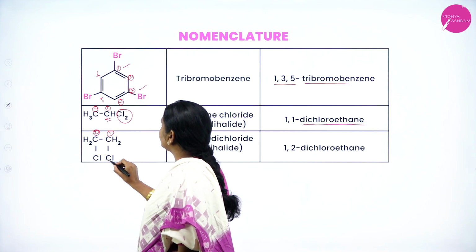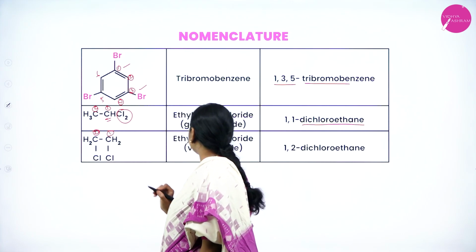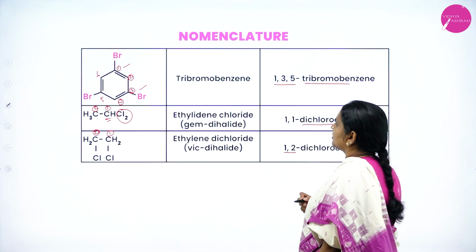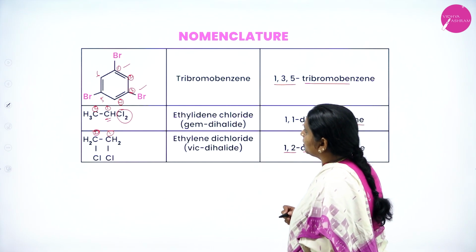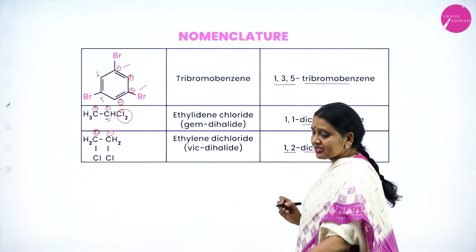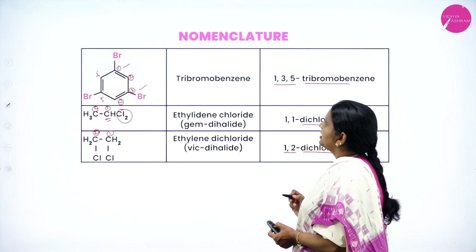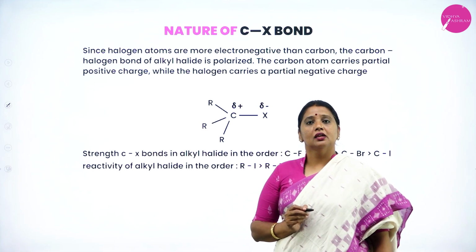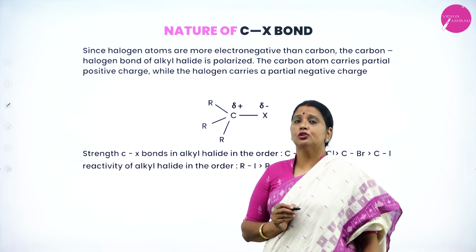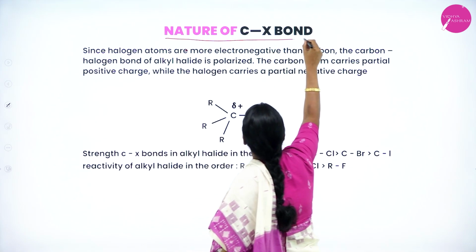In first carbon atom also chlorine is there. Second carbon atom also chlorine is there. Therefore, I am going to write 1,2 dichloroethane. These are all IUPAC names of some haloalkanes and what? Haloarenes. Okay. Now, today's important topic is nature of CX bond.